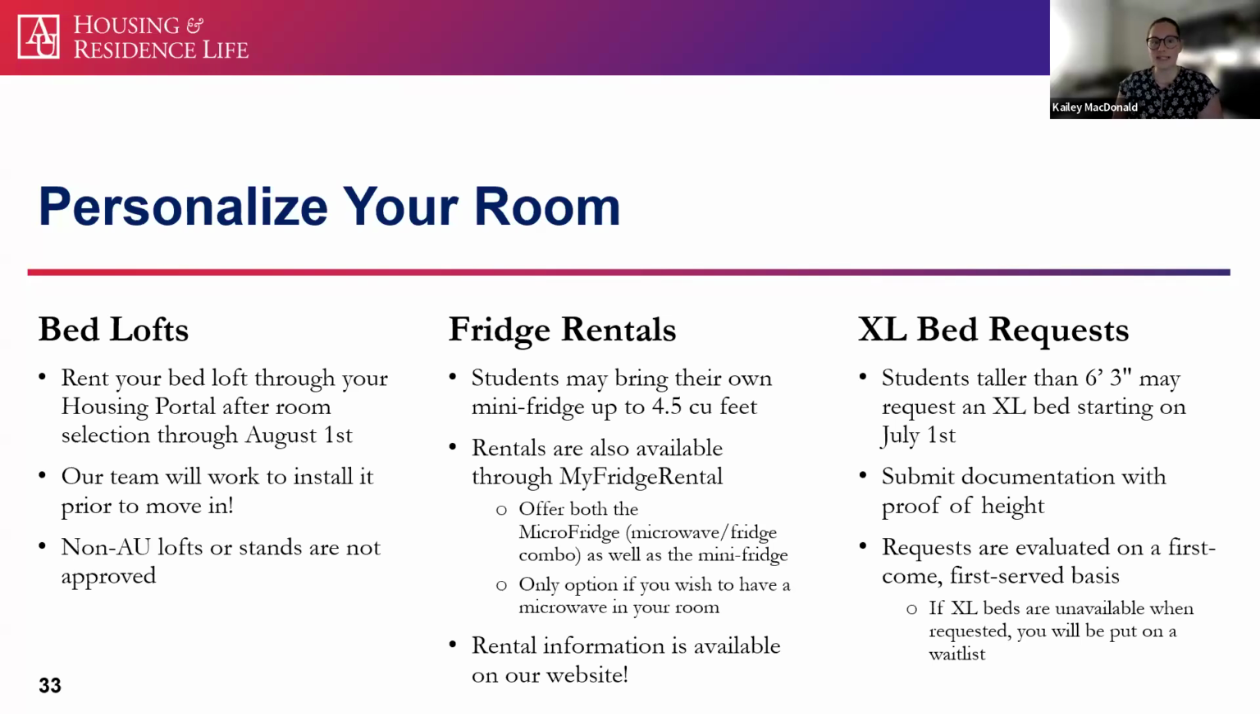So anyone taller than 6'3" can go in their housing portal and request that extra large mattress starting on July 1st. You just need to submit documentation with proof of your height. So that can be your driver's license. It can be a doctor's note, something that just kind of proves that you meet the height requirements. But those are reviewed and evaluated on a first come, first serve basis. So that's why we kind of set that date a little bit later on to kind of even the playing field for everyone that may be very tall.